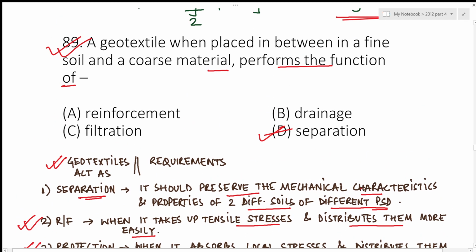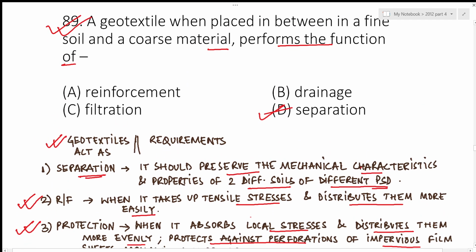So geotextile performs a lot of functions, but according to this particular question, it acts as separation.